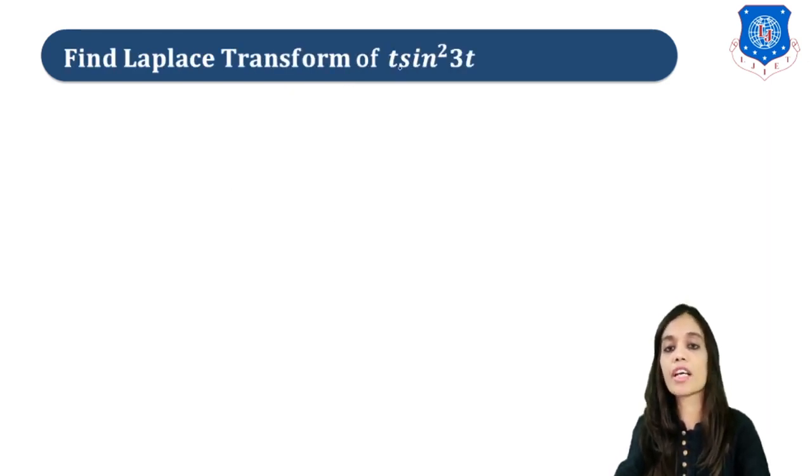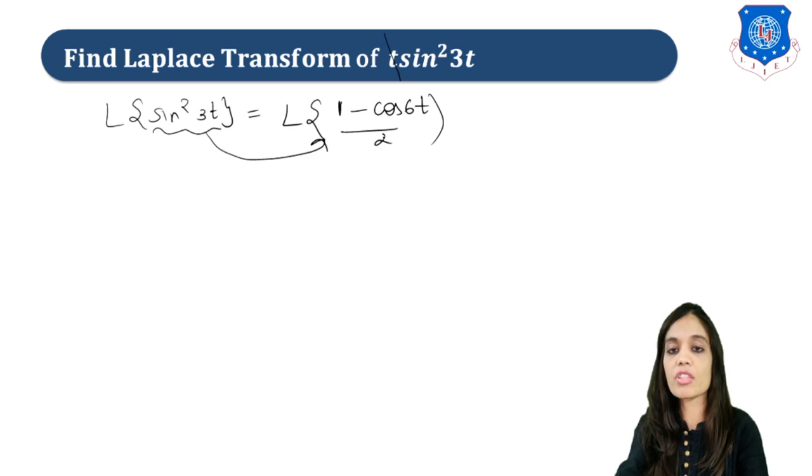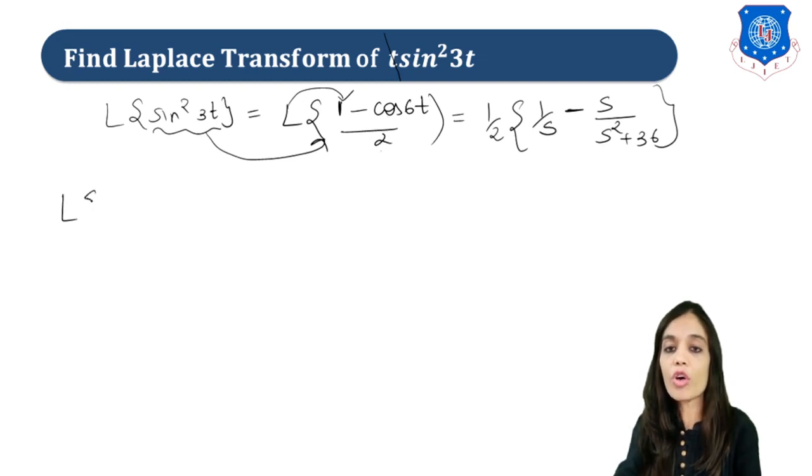That is, we have to find the Laplace transform of t sin square 3t. Again, ignore this t, and find the Laplace of sin square 3t. Now in this, we will write it as 1 minus cos 6t upon 2. We cannot find the Laplace of this function directly, so we have converted it into 1 minus cos 6t upon 2. Apply the linearity property and find the Laplace of 1 and cos 6t. So the Laplace of 1 is 1 upon s, and the Laplace of cos 6t is s upon s square plus 36, right?